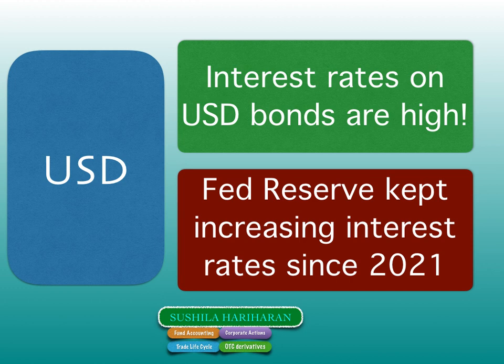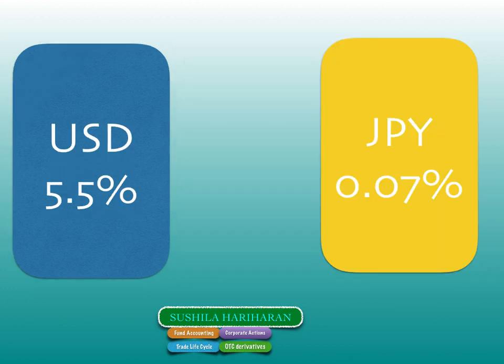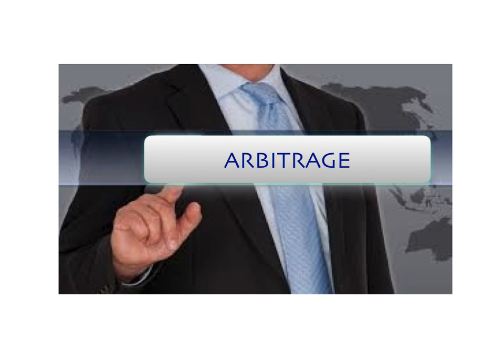So what do the FX traders do? They saw this opportunity. The USD 6-month interest rate is 5.5% per annum. The JPY 6-month interest rate is 0.07% per annum. Look at that. These are 6-month interest rates in two fully convertible currencies, two global currencies, and this is the difference between them. So what did the traders do? They took up something called arbitrage.